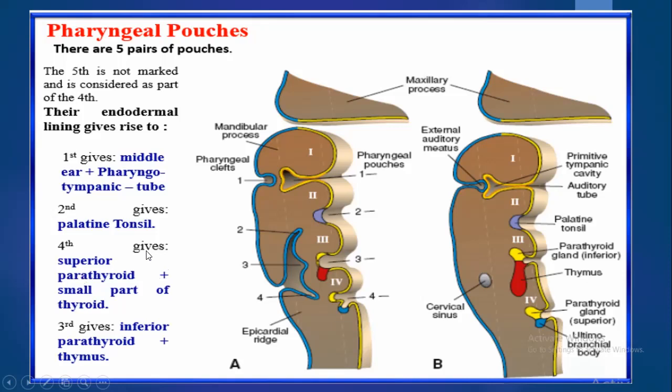The fourth gives the superior parathyroid plus a small part of the thyroid. This is the fourth pharyngeal pouch, and it gives the superior parathyroid gland. And the inferior parathyroid gland comes from the third pharyngeal pouch. This third pharyngeal pouch gives the inferior parathyroid gland plus the thymus gland. This is the thymus gland and the inferior parathyroid gland. And the fourth one gives the superior parathyroid gland, the superior one.